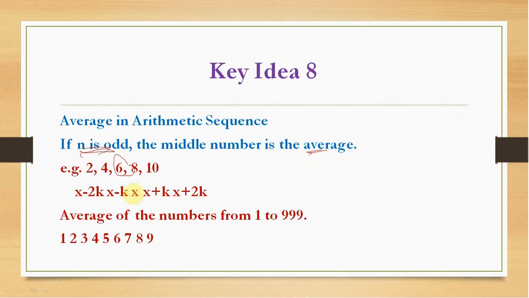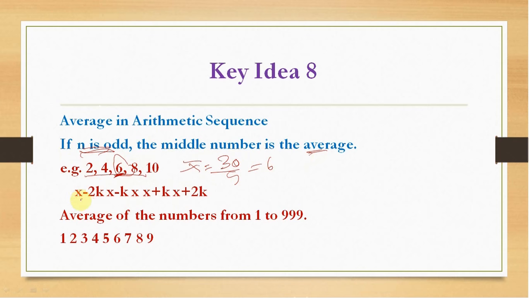For example, in this series, which is an arithmetic series because the difference between the numbers is the same, the middle number will be the average. So the middle number is 6. We can verify this. Here x bar will be 6, 12, 18, 24, 30 divided by the number of observations, 5, which is 6.